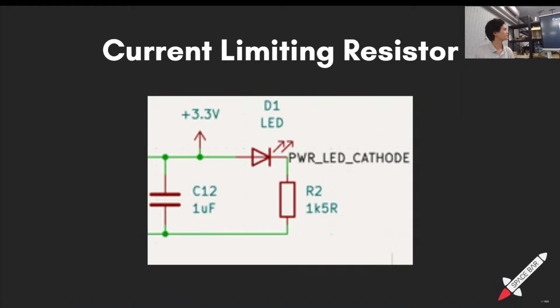Oh yeah, current limiting resistor, forgot. When we put a resistor in series with the LED, we limit the total current through this circuit. Also, there's this magic component here which we're going to talk about in one second. It's called a capacitor.